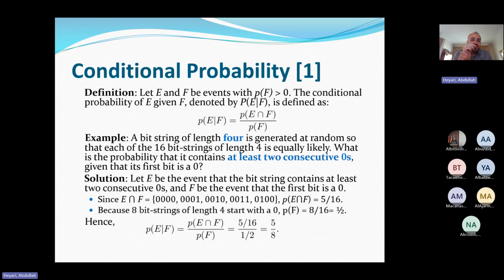So you just imagine those bit strings which have at least 2 consecutive zeros, and they were listed here, and their number is 5. So their probability is 5/16.